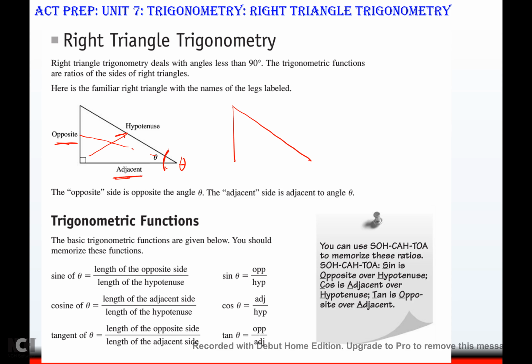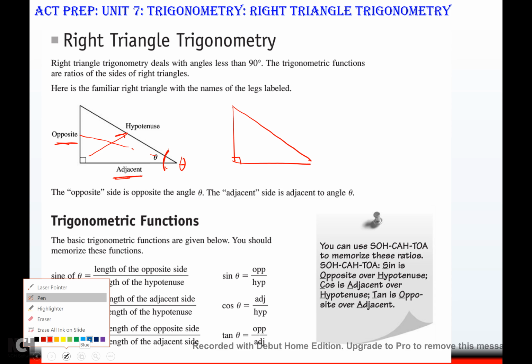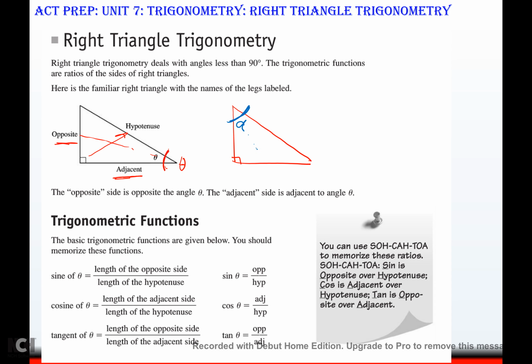But I can draw the exact same triangle, and in right triangle trigonometry, you can perform trig from either of the acute angles. So let's call this alpha. If I'm standing up here at alpha, then I read the triangle differently. This would be the opposite side, this would be the adjacent side, and of course this would still be the hypotenuse. But you've got to be careful. You've got to make sure that you're labeling your triangle from whatever acute angle the problem is asking you to do trig from.